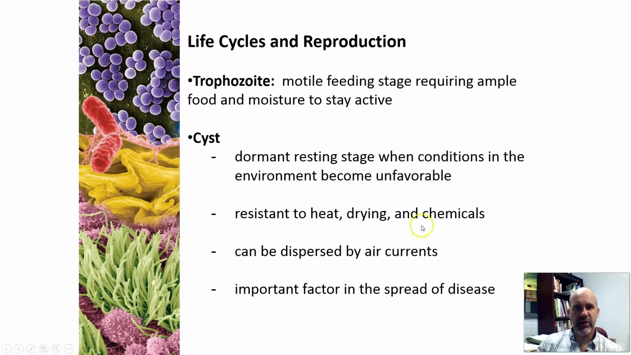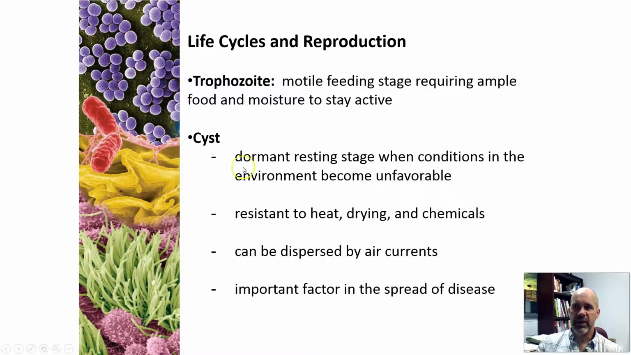Resistant to things like heat and drying and chemicals, so these cysts can persist sometimes out in soil and so forth for very long periods of time. And then when a host comes along and picks up these cysts, the cysts can convert back into a trophozoite stage. So a lot of protozoans go from a trophozoite to a cyst and back to a trophozoite stage when they find a new host.